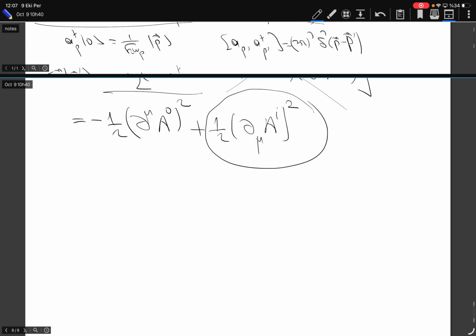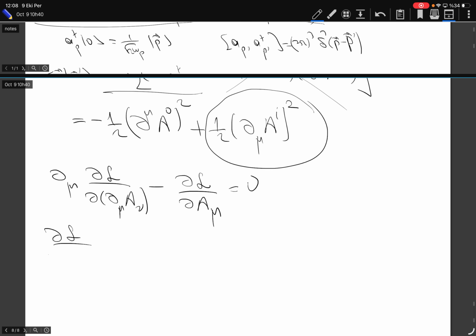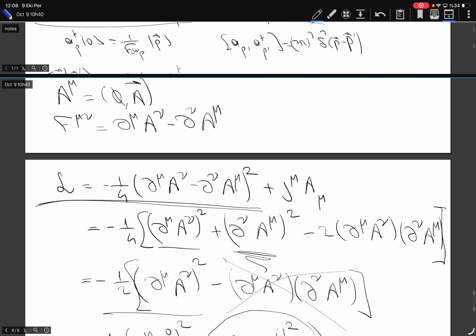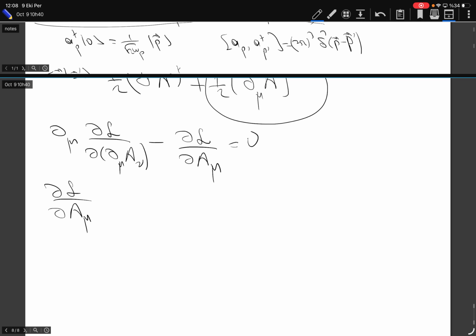Well, our Euler-Lagrange equation is always the same: del mu, del L by del (del mu A nu), minus del L by del A mu, should be equal to 0. Del L by del A mu. Well, you see the first term, I only have the derivatives, so it doesn't contribute. This is the only term that contributes. So del L by del A mu will be just J mu.